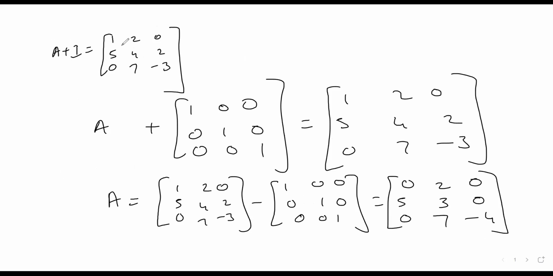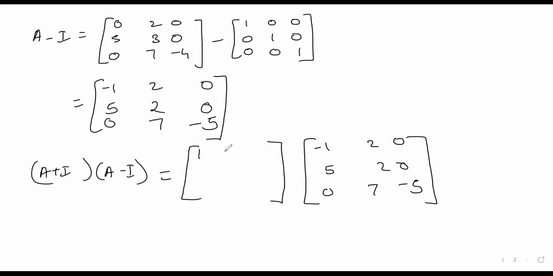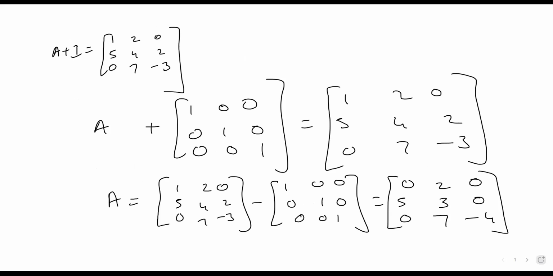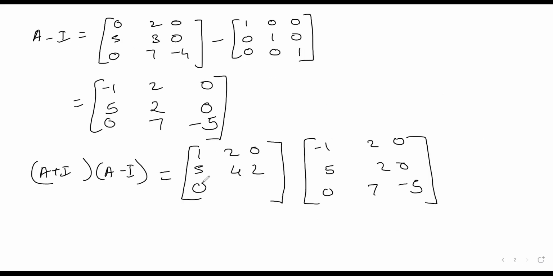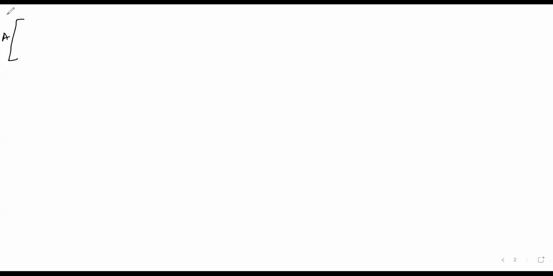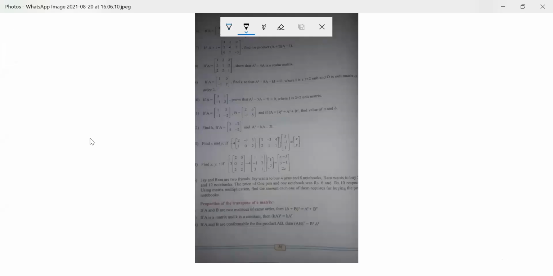A plus I times A minus I. A plus I is given as [1 2 0; 5 4 2; 0 7 -3]. Now you can multiply this. After multiplication, you will get the product. Any issue in question number 7 we will solve. Now we'll go to 8.